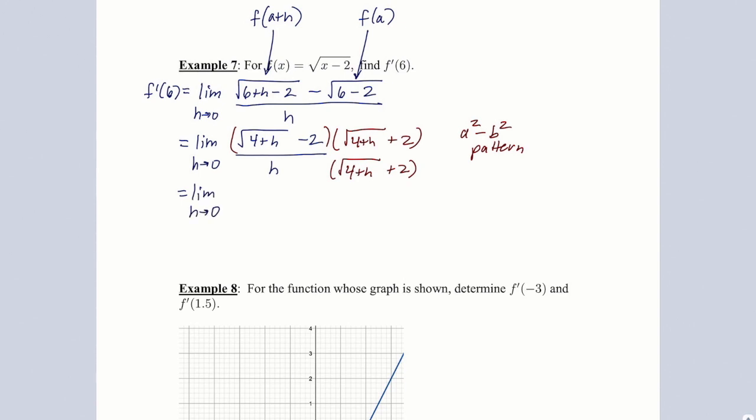And so that's going to leave me with 4 plus h minus 4. And in the denominator, I have h times the square root of 4 plus h plus 2. Always leave the denominator factored, simplify the numerator, and then we're going to be able to reduce our factor of h over h.